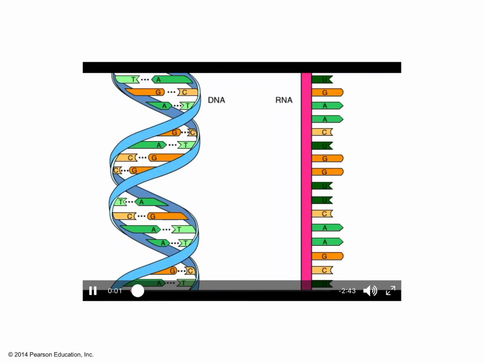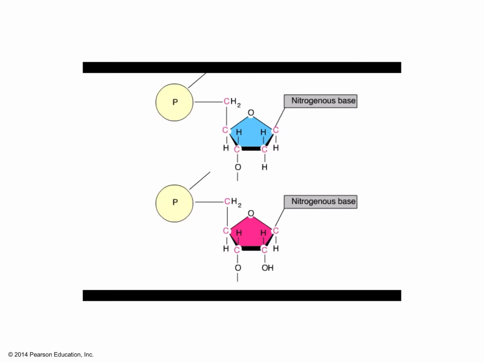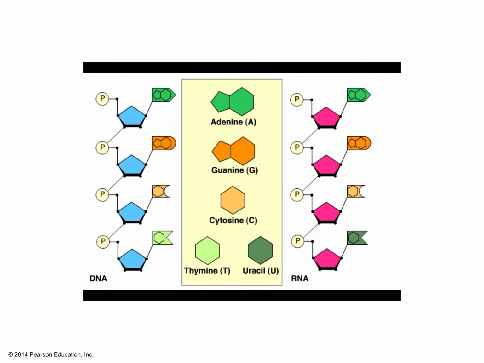All right, DNA and RNA are nucleic acids, polymers made of subunits called nucleotides. One difference between DNA and RNA is the type of sugar their nucleotides contain. DNA contains the sugar deoxyribose, while RNA contains the sugar ribose. Ribose has one more oxygen atom than deoxyribose. DNA and RNA are each composed of 4 different nucleotides, which differ in their nitrogenous bases.